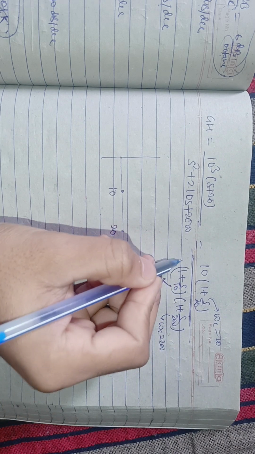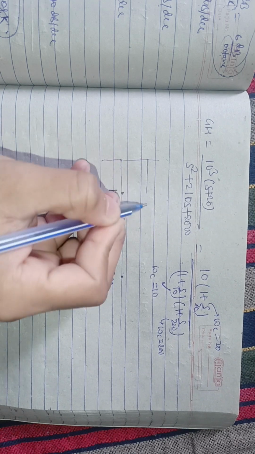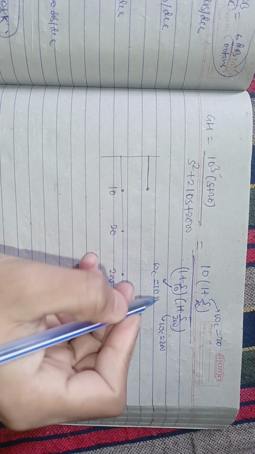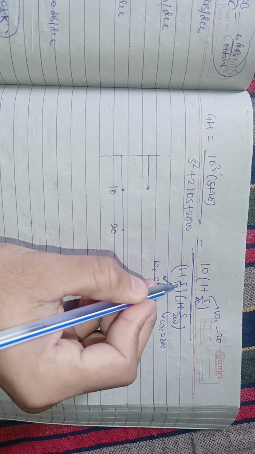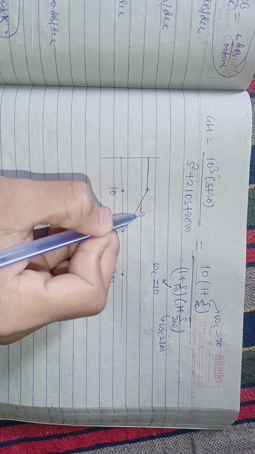Is there any pole or zero at origin? No, so initially it will be a constant line. At omega equal to 10, is it a pole or a zero? It is a pole, so it contributes minus 20 dB per decade.